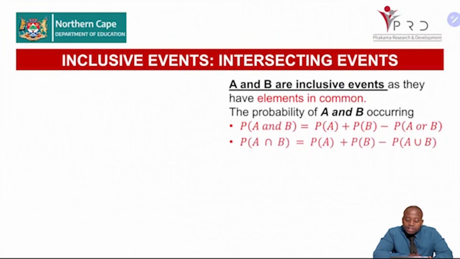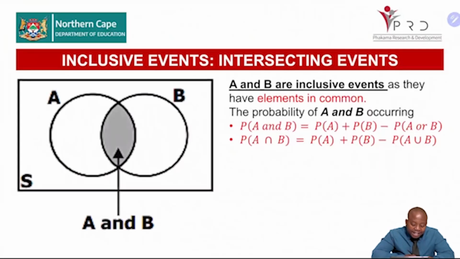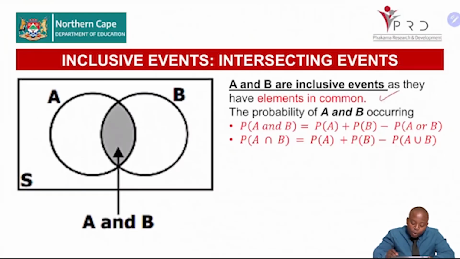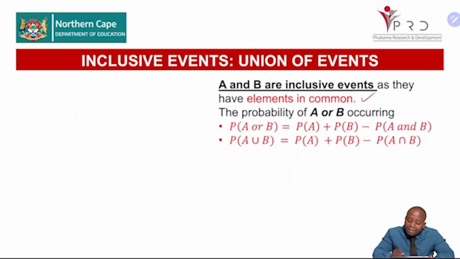And we can now write it in symbols and say the probability of A or B is equal to the probability of A plus the probability of B minus the probability of A and B. Right. So when we're looking at intersecting events, these are events that have elements in common. You can see event A and event B are sharing the space in the middle there, which is A and B. That means if I have a 2, the 2 exists for A and also exists for B. They are inclusive events as they have elements in common.